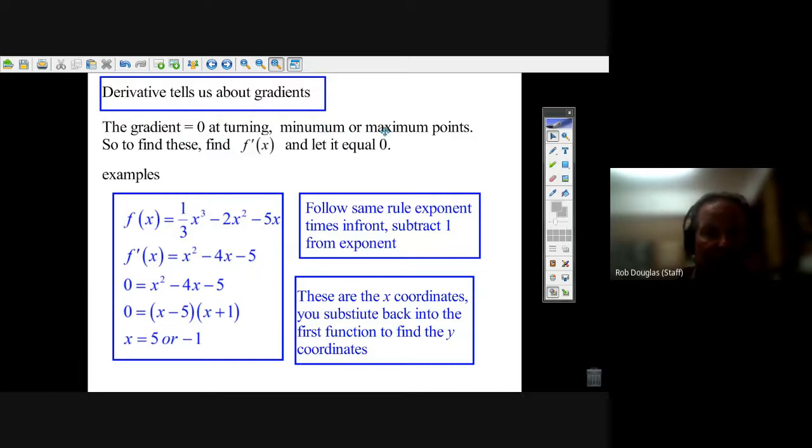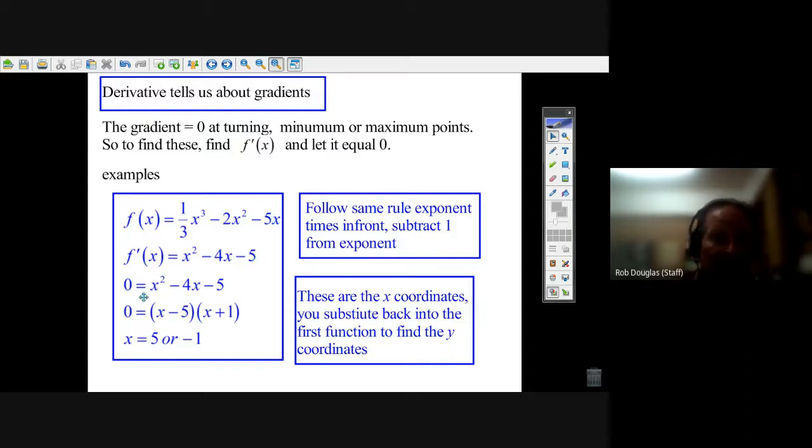And in the min-max problems, you take the derivative and make it equal zero. Well, let's look at this example here. We've got 1/3 x cubed minus 2x squared minus 5x. First thing we do is take the derivative. 3 times a third is 1. You put a 1 there, and then subtract 1 from 3. You get 2. 2 times minus 2 is minus 4. 2 minus 1 is 1. Remember, the derivative of minus 5x is just the number in front.